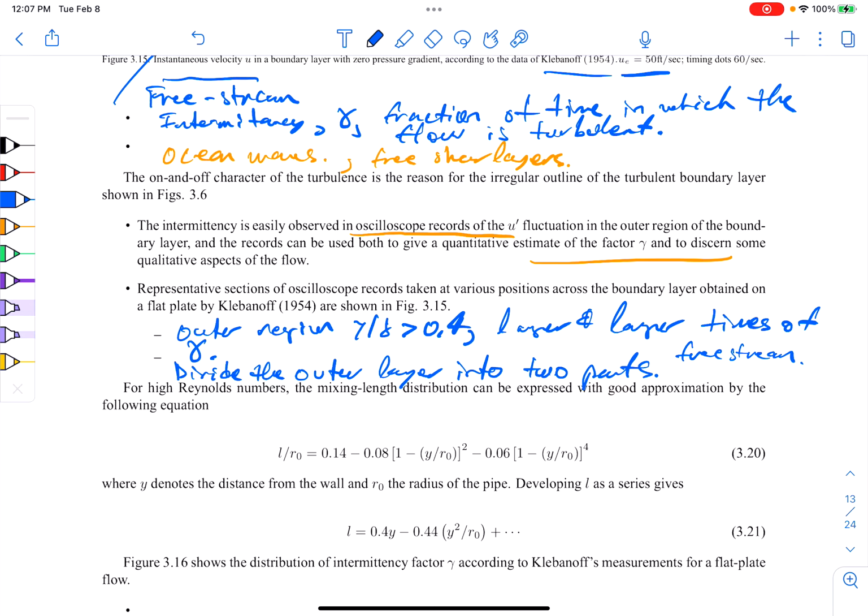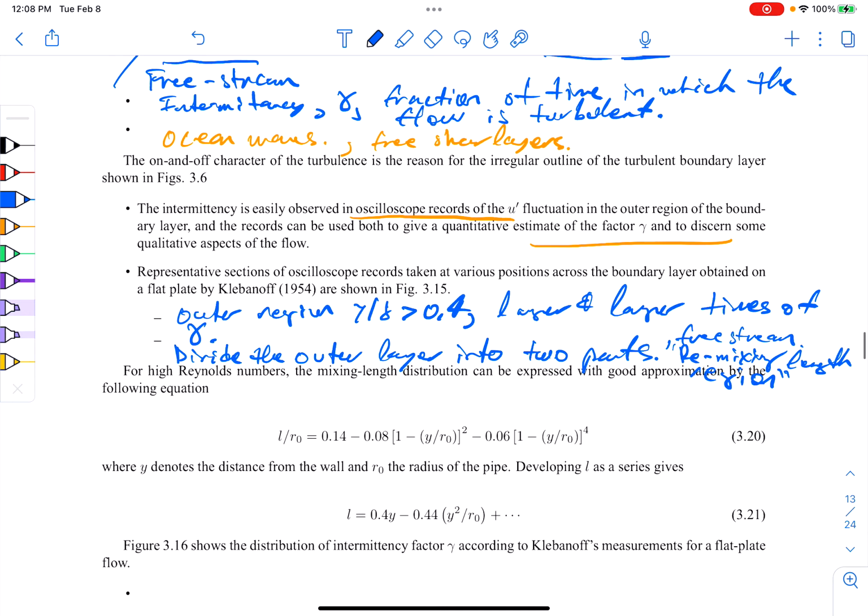Some people refer to this as a Reynolds number mixing length region. I don't see many people using it that way. As your Reynolds numbers go higher and higher, this intermittency region should be pushed out to the edge of the boundary layer. So especially for low Reynolds number flows, you won't see that occurring as much.